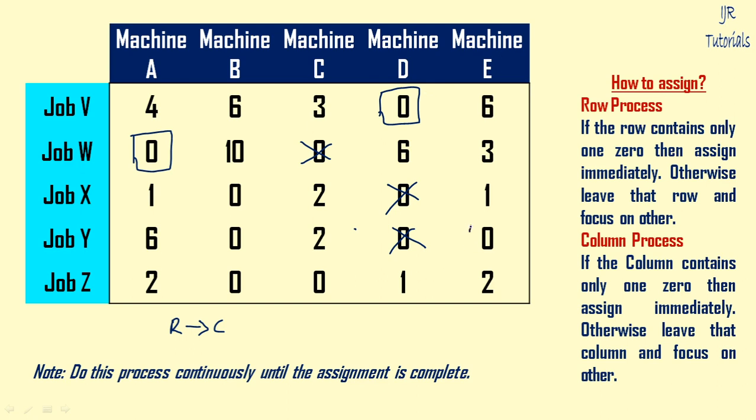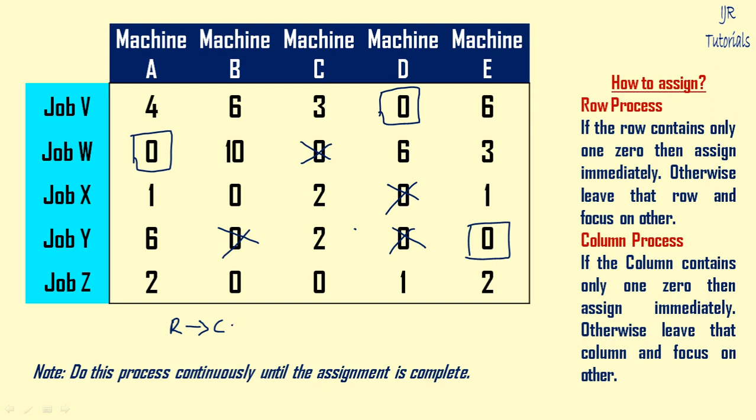Machine E, yes, there is only one zero. That means machine E is assigned to job Y. So that means we can't assign job Y to another machine. So for that purpose, there is one more zero in the job Y row. That's the reason we can strike off that particular zero. So now the column process is completed.